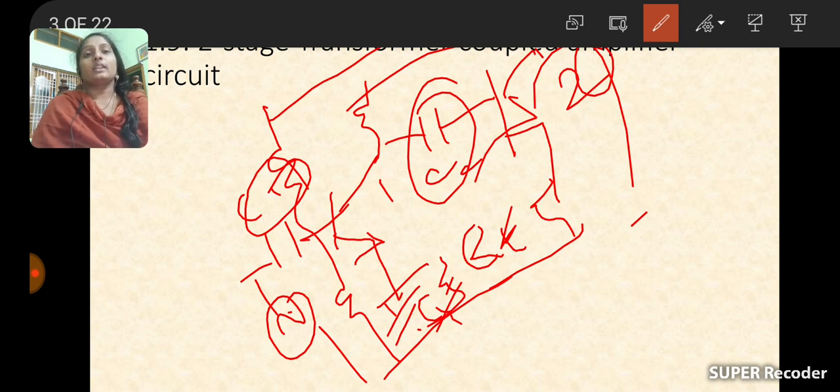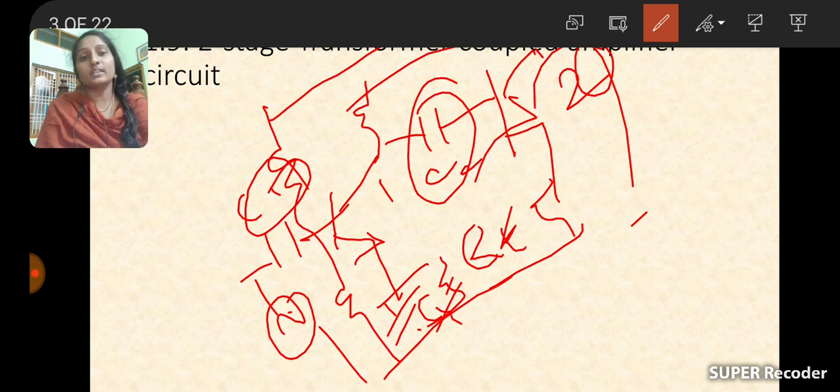So while coming to the construction of the two-stage amplifier, it consists of 2 transistors, and the output of one transistor is connected to the input of the next transistor through the coupling capacitor. Here it consists of 3 capacitors: C in is there, CC is there, C out is there. And here C in indicates the input capacitor.